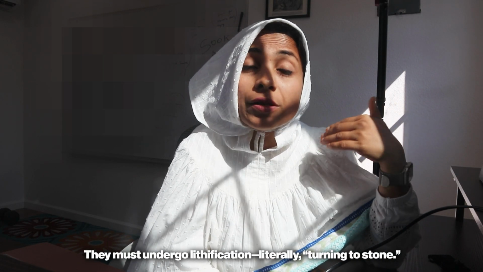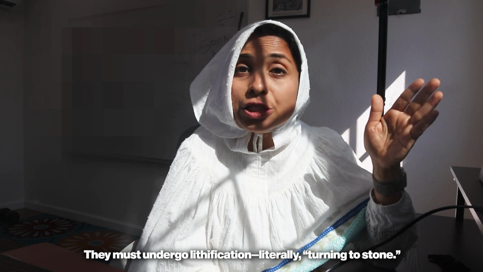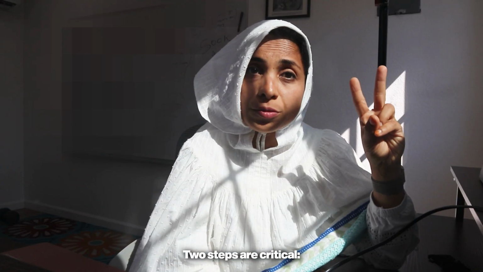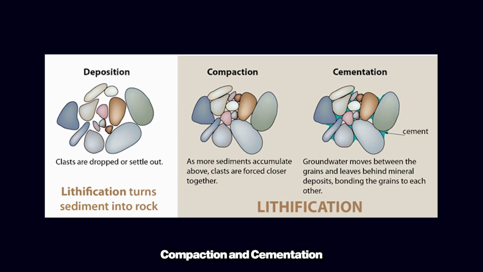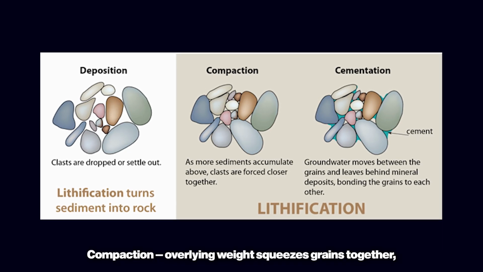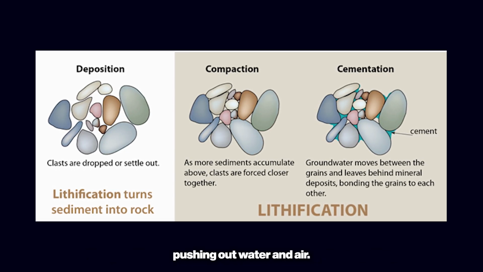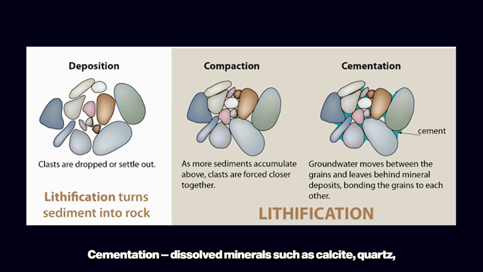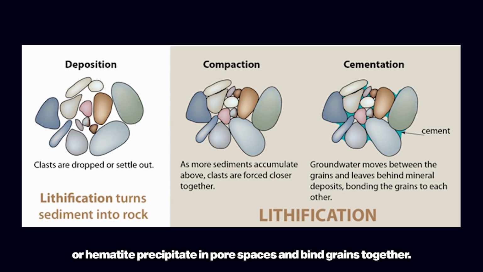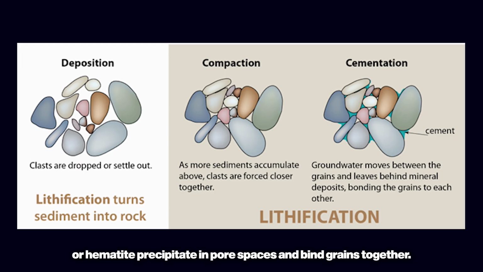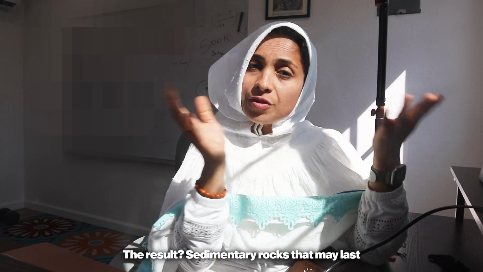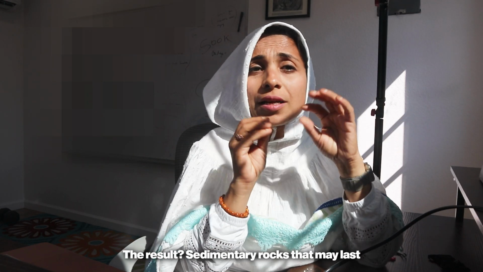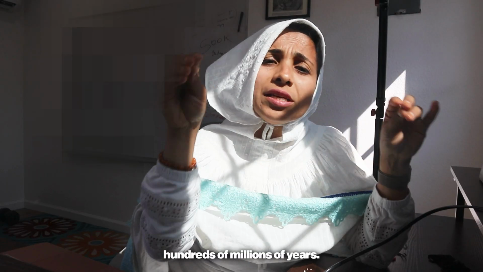Loose grains don't automatically become rock. They must undergo lithification, literally turning to stone. Now, two steps are crucial: compaction and cementation. Compaction is when overlying weight squeezes grains together, pushing out the water and air. Cementation is when dissolved minerals such as calcite, quartz, and hematite precipitate in pore spaces and bind grains together. The result? Sedimentary rocks that may last hundreds of millions of years.